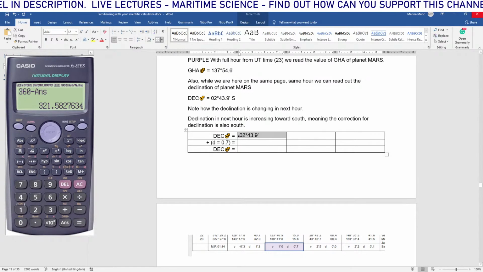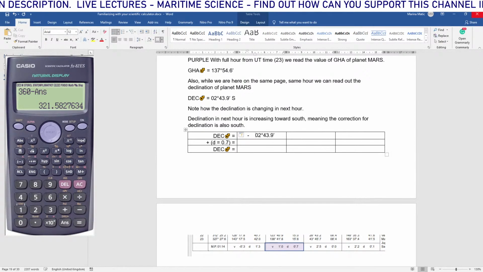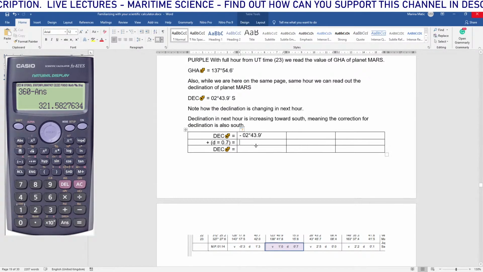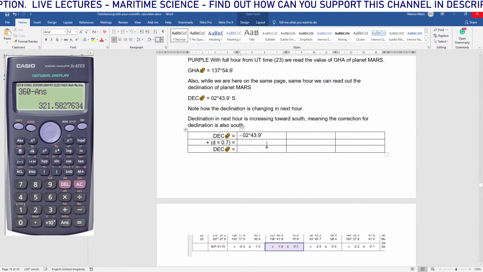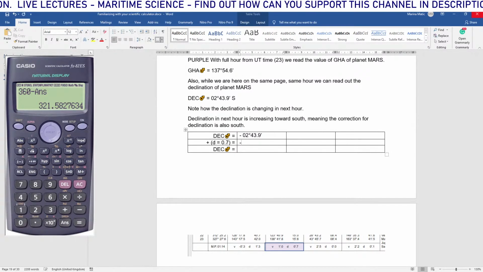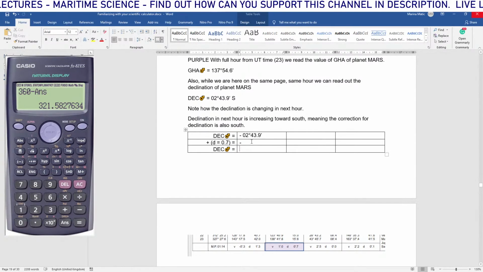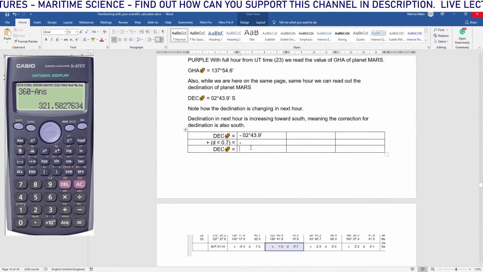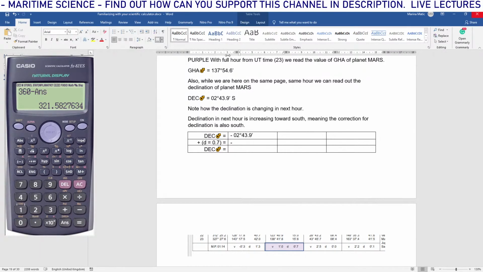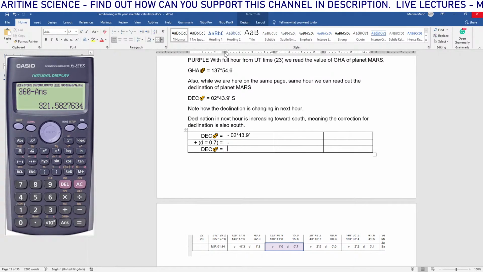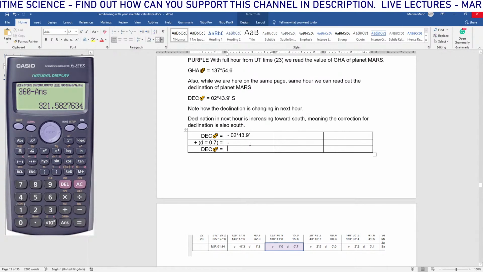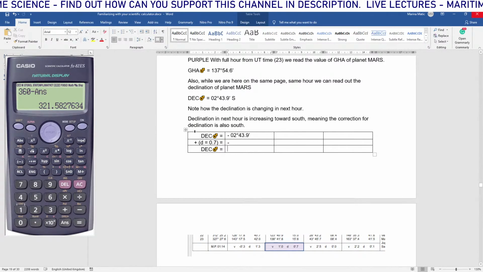Because it's south, I don't type south, I put minus in front. And the correction, I don't know what the correction is, but I know it is south. I know it is negative. And later on, when I reach that part, I will actually get the correction and I will type it here. So this is what we actually do in celestial navigation. We do not calculate everything the moment we are typing. We just make the preparation.